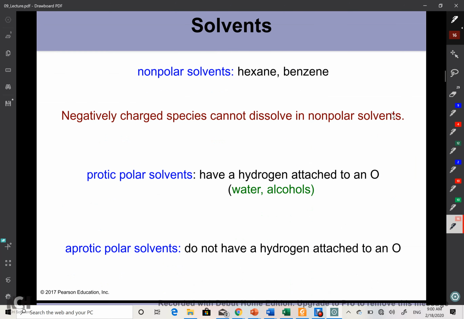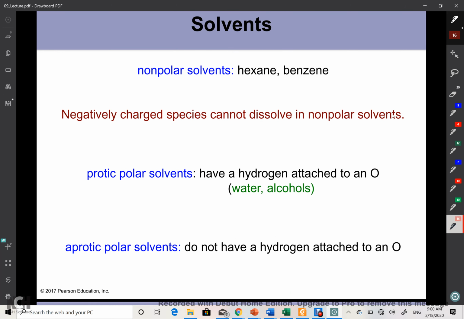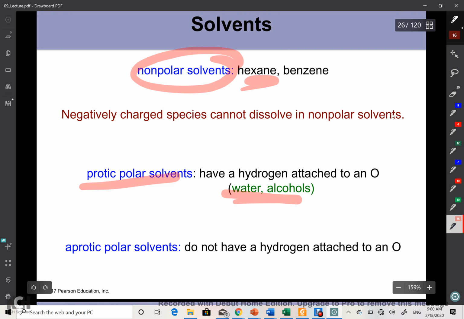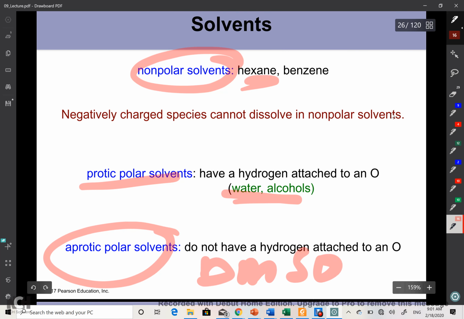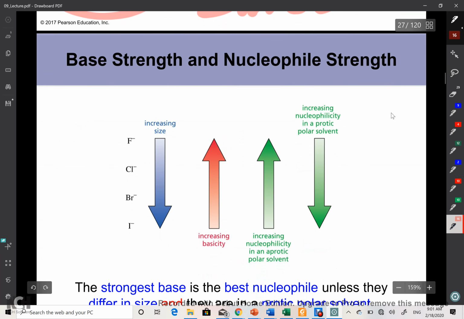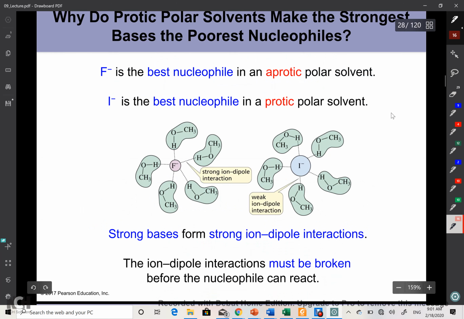Okay. Oh, by the way, this slide is just giving you examples of all those types of solvent we just discussed. For non-polar solvent, hexane is an example. For polar protic solvent, we talked about water and alcohol. And for an aprotic solvent, they didn't give an example here, but I will give you the example: DMSO, dimethyl sulfoxide. We've talked about that already.